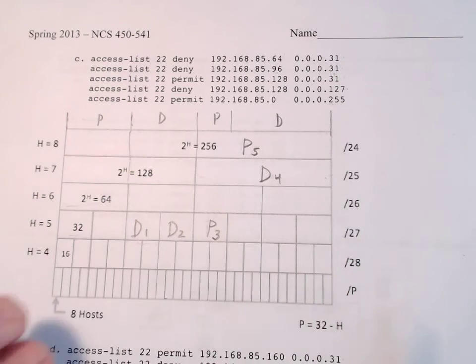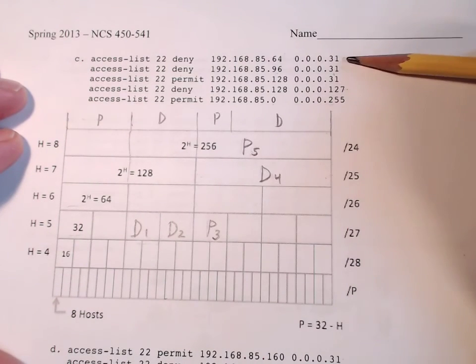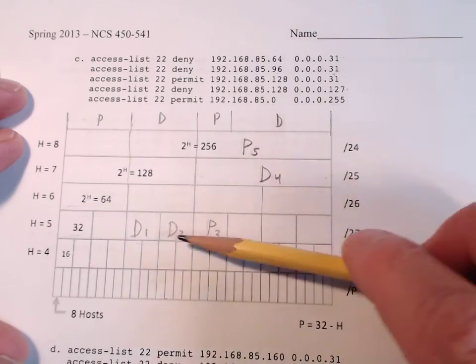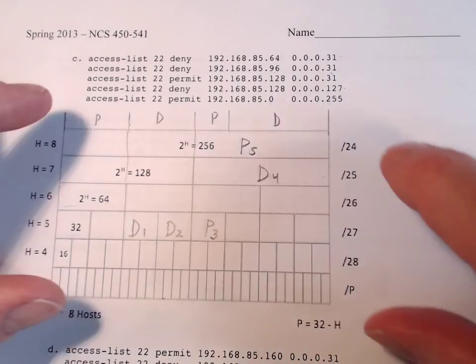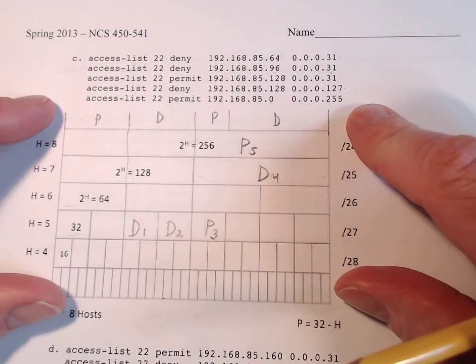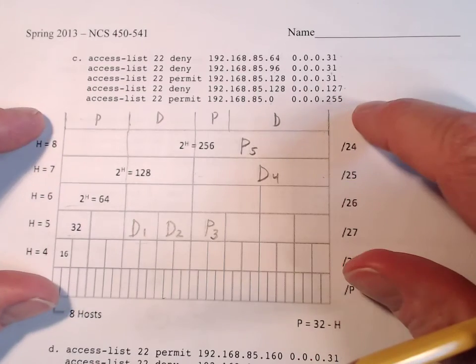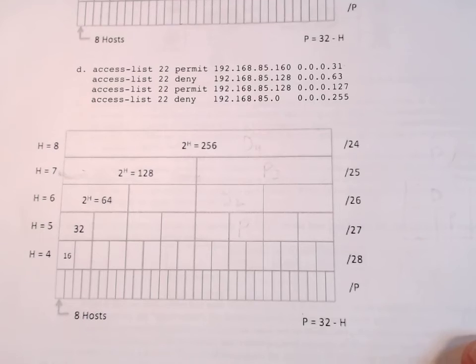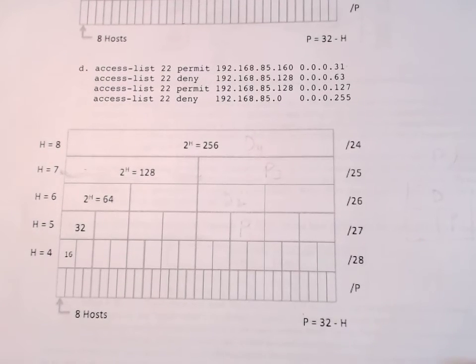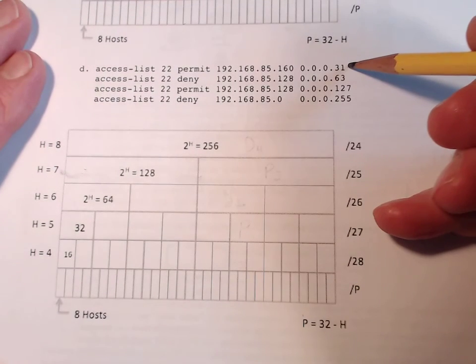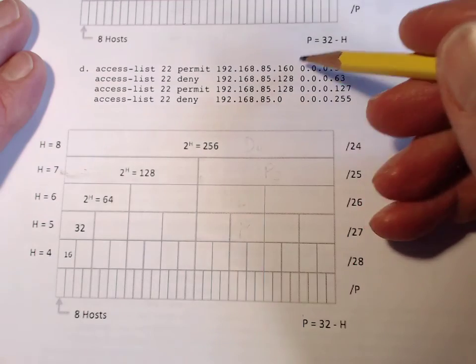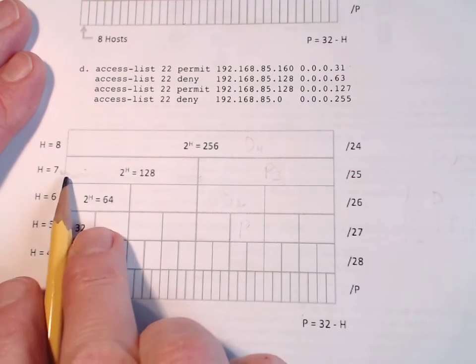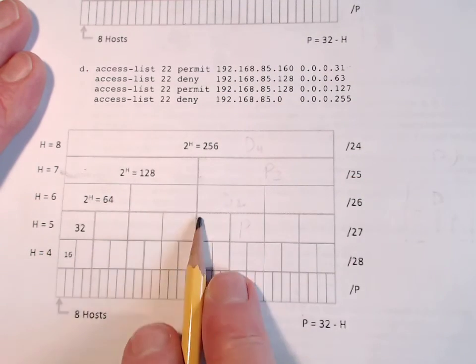Okay, and we'll see using these pictures in problem 8, we can very often simplify an access control list like this to use fewer steps. In any case, this gives you a visual representation of what it's like to set up an access control list for a Class C network. Part D is similarly done. I'm going to permit a block of width 32 starting at address 160. 160 is 128 plus 32.